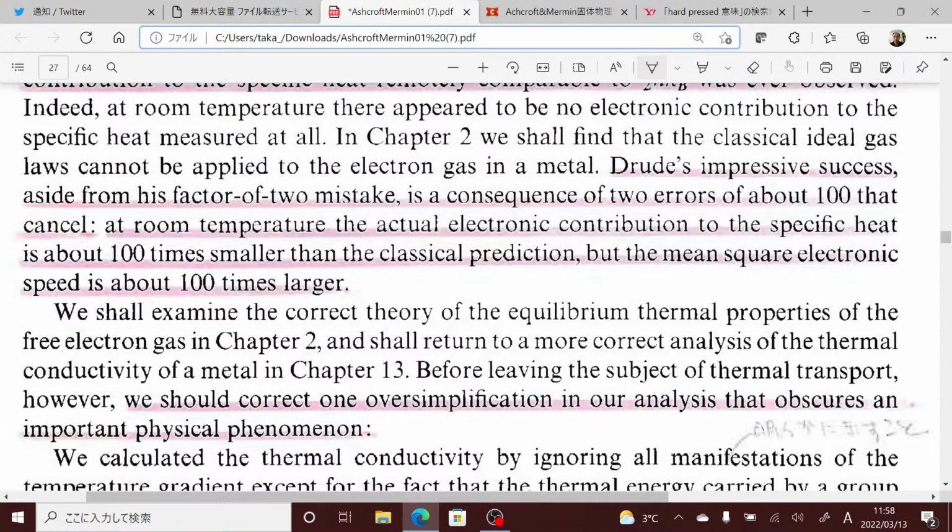Drude's impressive success, aside from his factor of 2 mistake, is a consequence of 2 errors of about 100 that cancel. At room temperature, the actual electronic contribution to the specific heat is about 100 times smaller than the classical prediction, but the mean square electronic speed is about 100 times larger.